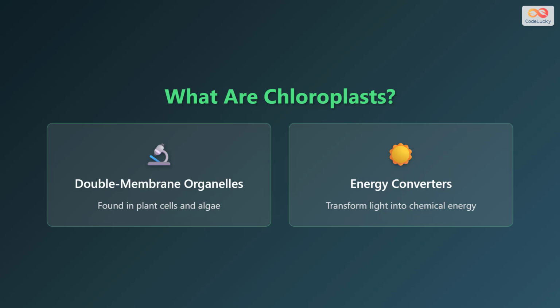Chloroplasts are specialized structures found exclusively in plant cells and algae. They're enclosed by two membranes, forming a double membrane system that protects their inner workings. Their primary function is to act as energy converters, transforming sunlight into chemical energy stored in glucose molecules. This process, called photosynthesis, produces the oxygen we breathe and the food energy that flows through ecosystems.